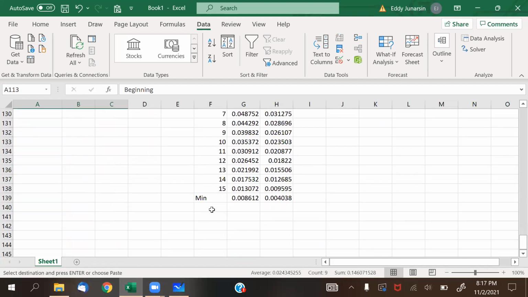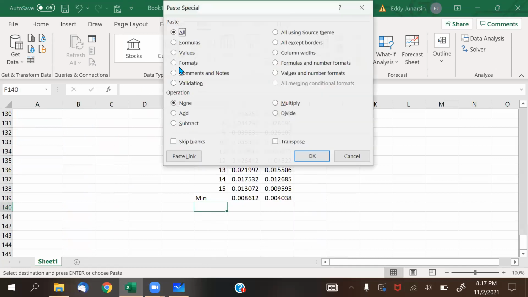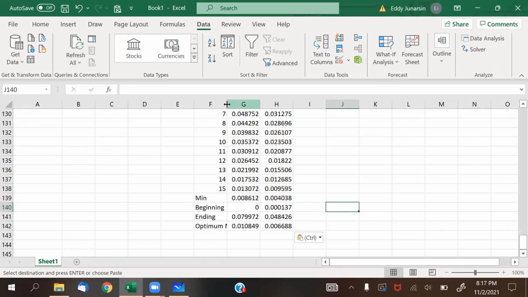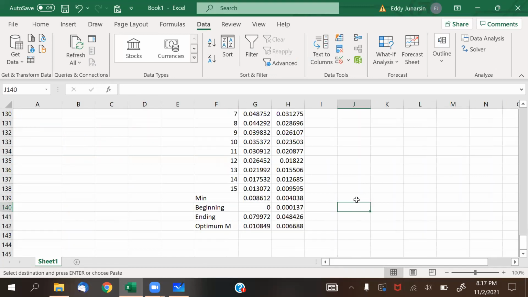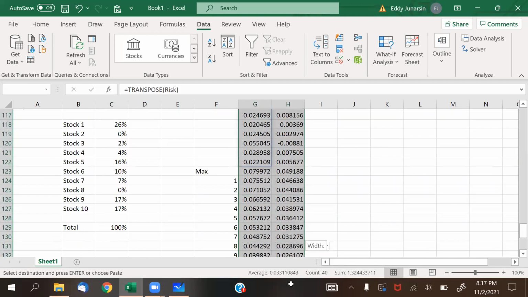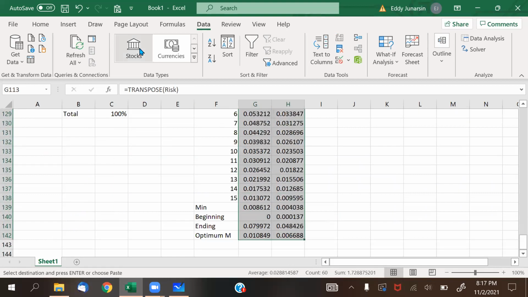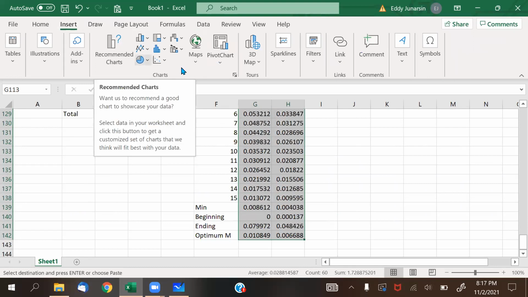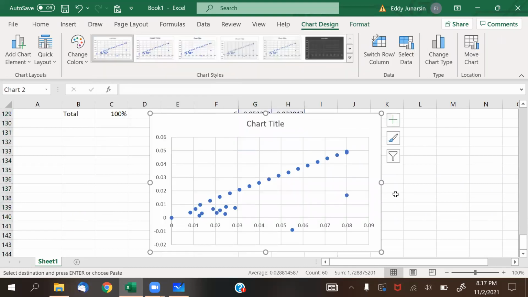So draw it here. I'll just paste special values to make sure that they don't change anymore. I just added this one for the Sharpe, the risk-free, and then the connecting line, and then the optimum market portfolio. So let's see how it looks. Hopefully it's nice enough, but I'm not sure because we need a better scale for the picture. It's not really nice, but I hope you understand the logic.